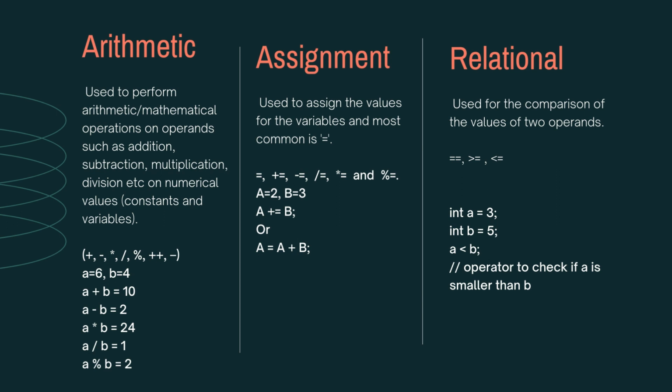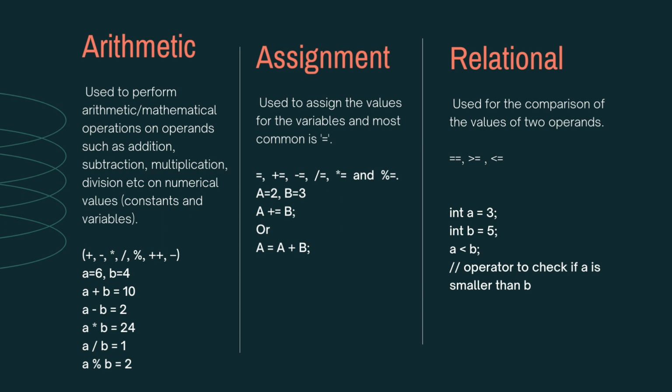Next, assignment operators are used to assign values to variables or operands. The most common operator is equal. For example, if a is equal to 2 and b is equal to 3, and we write a plus equal b, that means it will execute the outcome as a is equal to a plus b, which will be 5.